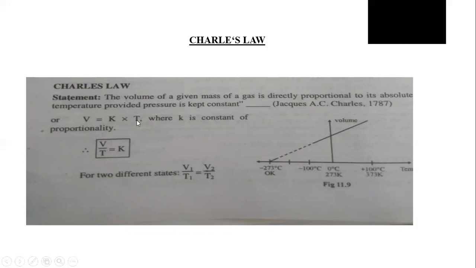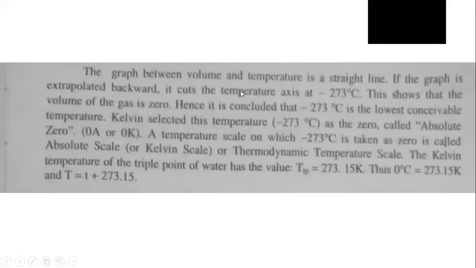T is multiplying on this side, so on the other side it will be divided. V over T is equals to K. For two different states, V1 over T1 equal to V2 over T2. The graph between the volume and temperature is a straight line. If we extend this line, it cuts the temperature axis at minus 273 degree Celsius. This shows that the volume of a gas is zero. Hence, it is concluded that minus 273 degrees Celsius is the lowest conceivable temperature. Kelvin selected this temperature as zero, called the absolute zero.